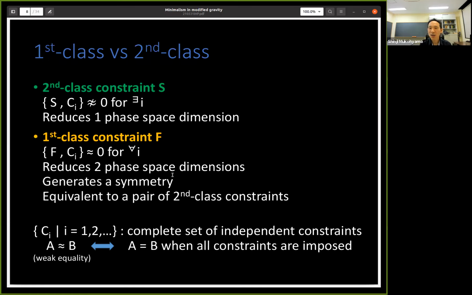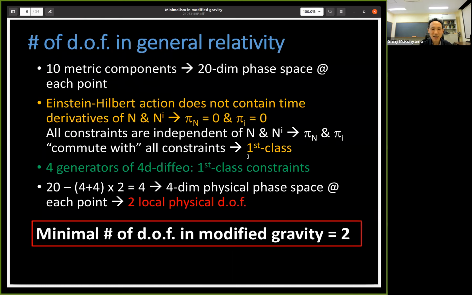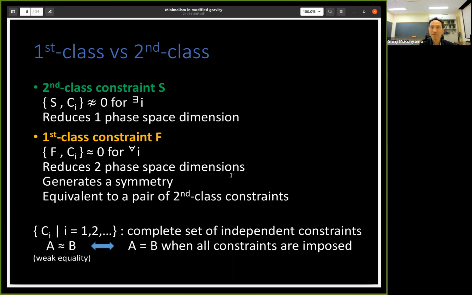And also, as you know, 2 is 1 plus 1. So one first class constraint is equivalent to a pair of second class constraints. So even in this case, first class is better. And as I say, this pi_N and pi_i are first class constraints, because when we compute the Poisson bracket between this guy and other constraints, they vanish. And also the same for pi_i. In this case, they are first class, as you can see from here.